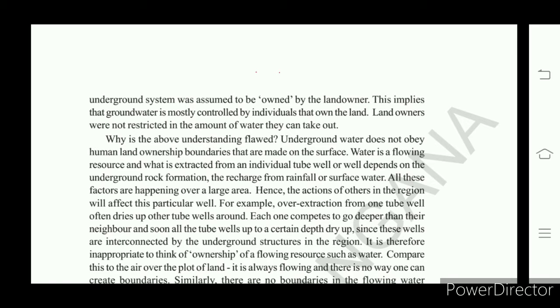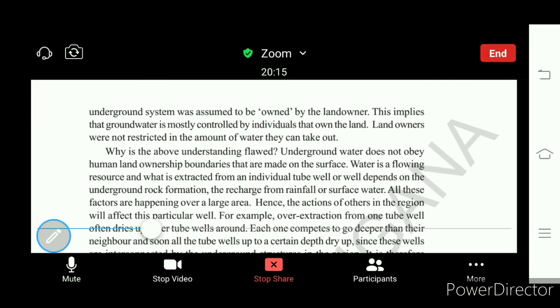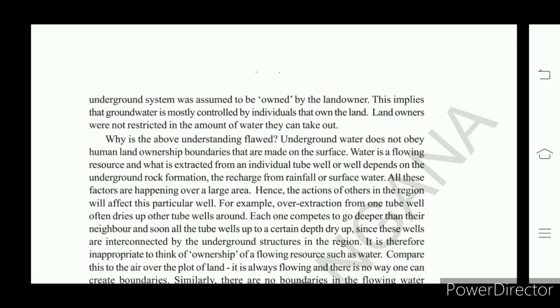But in this law, one point is there: the landowner was not restricted in using the amount of water, right? Suppose a person is the owner of a land of 2 acres, and also the owner of the underground water under that land, so he can extract a large amount of water from the land of which he was owner, right?